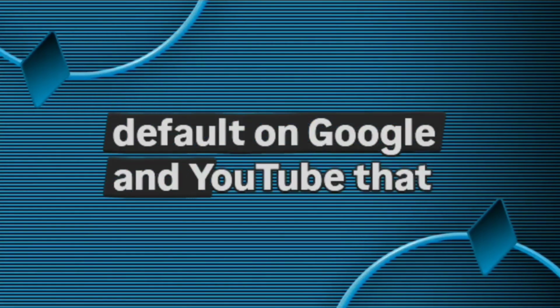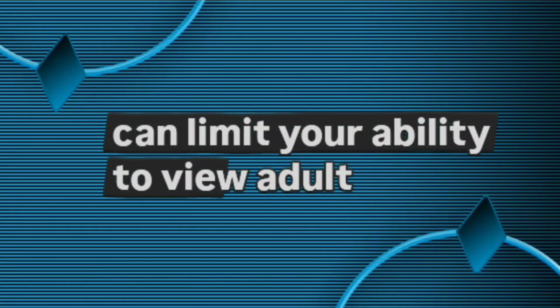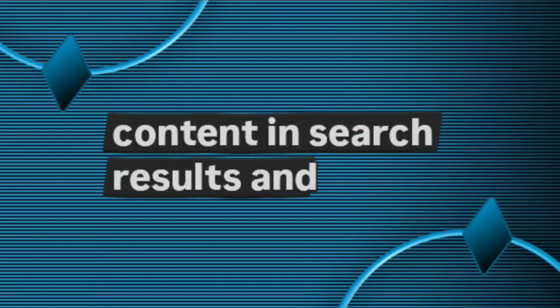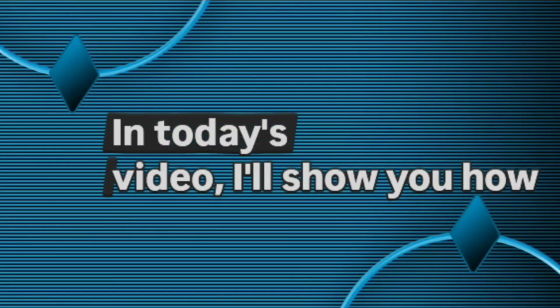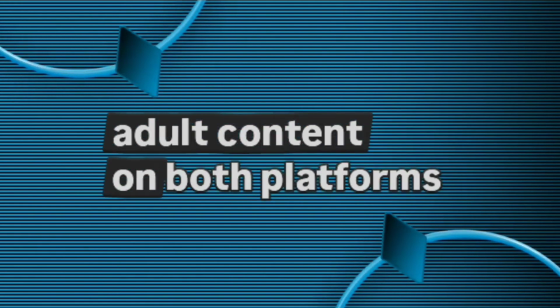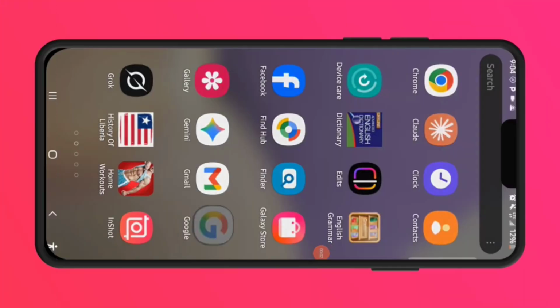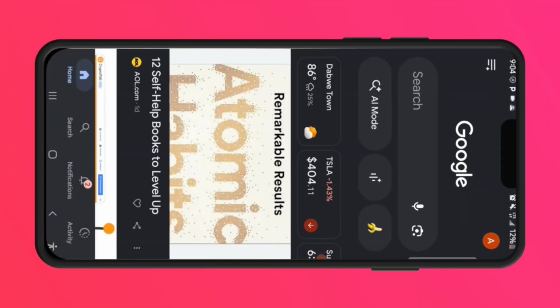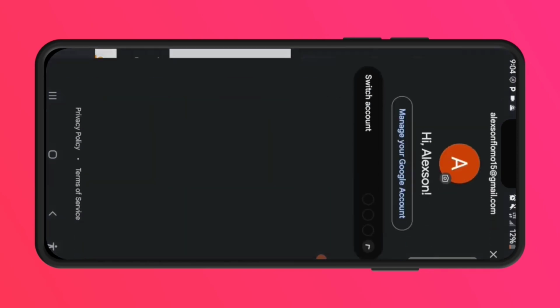There are hidden settings enabled by default on Google and YouTube that can limit your ability to view adult content in search results and recommendations. In today's video, I'll show you how to turn them off so you can view more adult content on both platforms. Open Google and tap your profile icon top right corner.